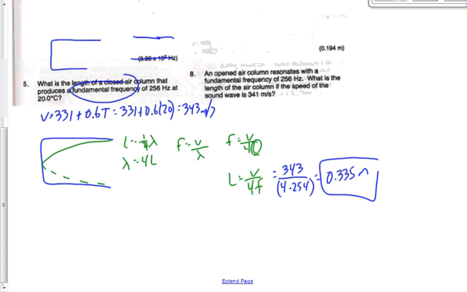Is that okay? Okay, what if they had to change this question just a little bit? They didn't, so nobody's got this part done. That's okay. What if they had to change it to say, what length of closed air column produces a third harmonic of 256? What if they had said a third harmonic of 256? What would you have done there?